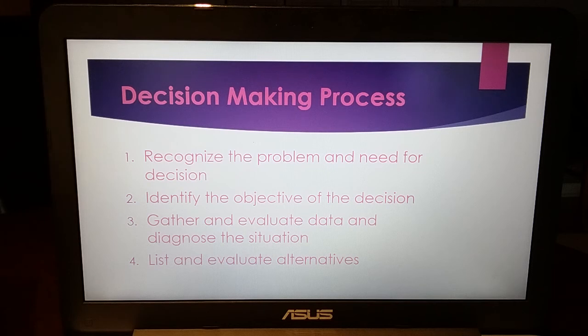All right, the decision-making process is pretty straightforward. Recognize the problem and the need for the decision, identify the objective of the decision, gather and evaluate data and diagnose it, and then list and evaluate alternatives.